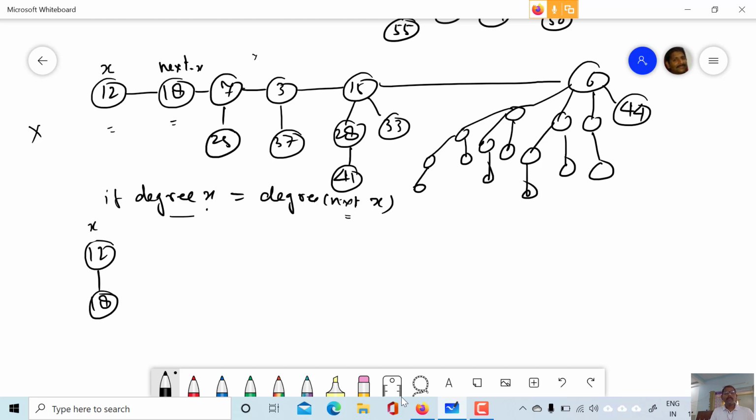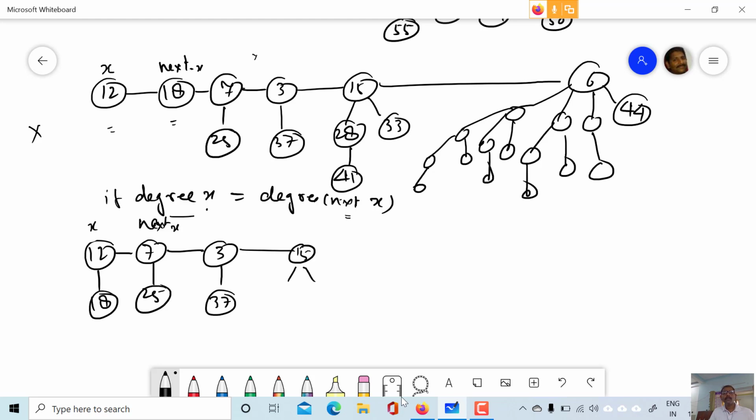Now the next X will become the sibling of next X. Okay, this was the sibling of next X. Now because this has become the child, therefore now the next X will be this one. So 7 and 25. Now the next X will become this one, and 3 and 37 will be the sibling of next X, and the rest of the nodes are the same. This is 15 and this is 6.